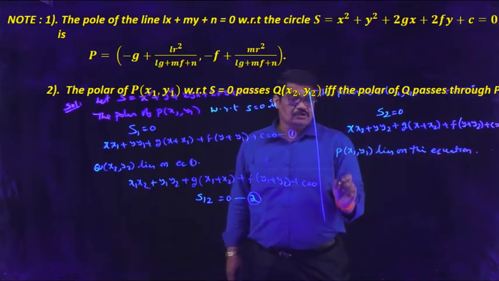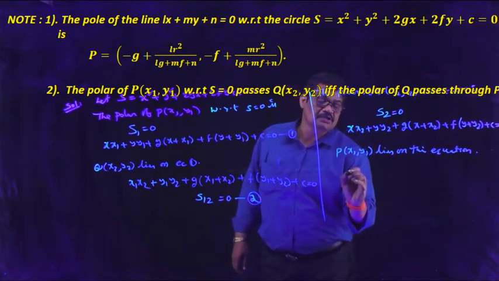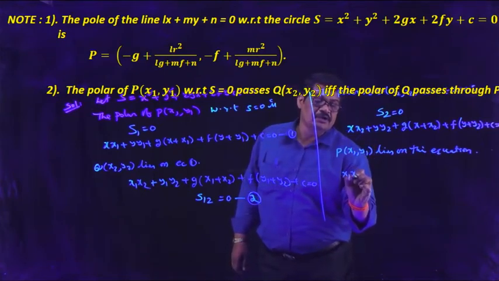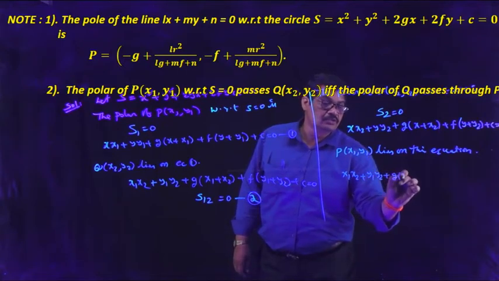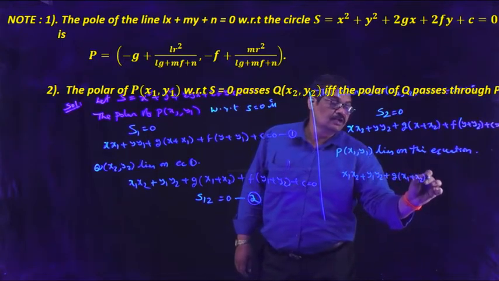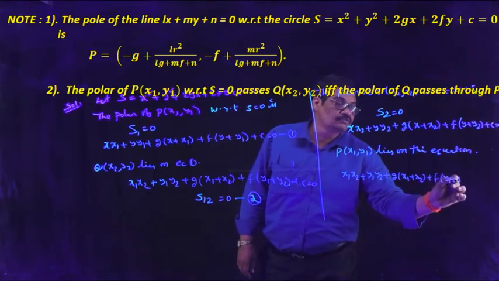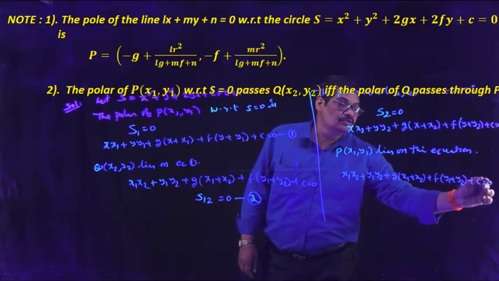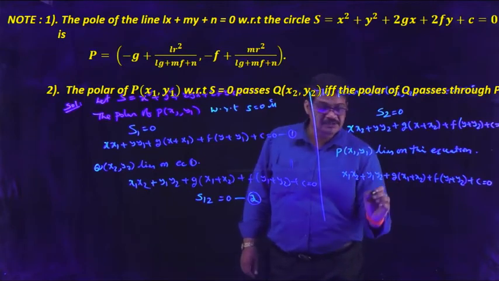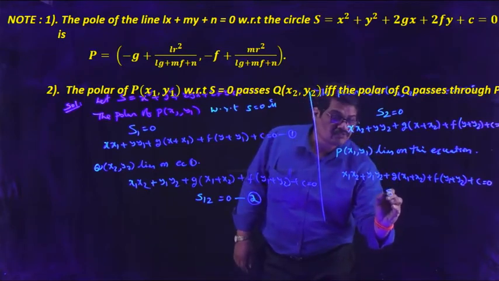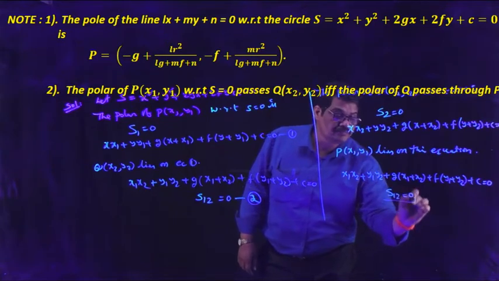Okay, now we have to substitute x1, y1 in this equation. We are getting x1 x2 plus y1 y2 plus g into (x1 plus x2) plus f into (y1 plus y2) plus c is equal to 0. That is the equation representing S12 is equal to 0.